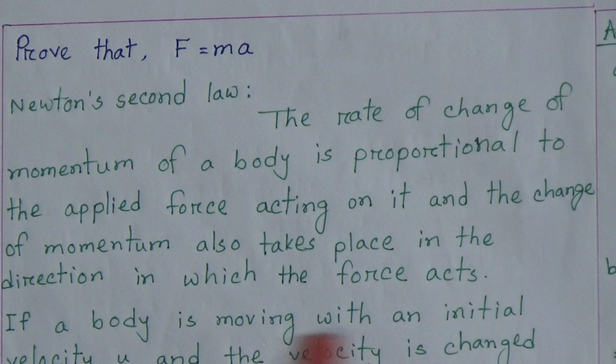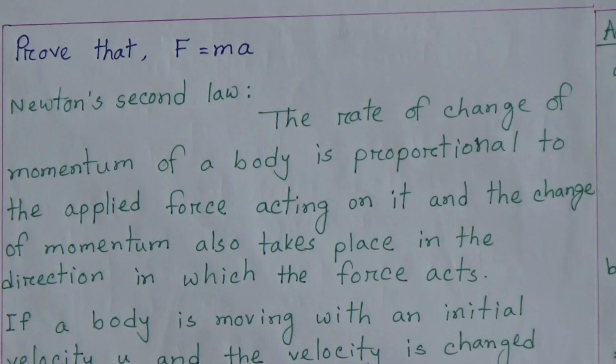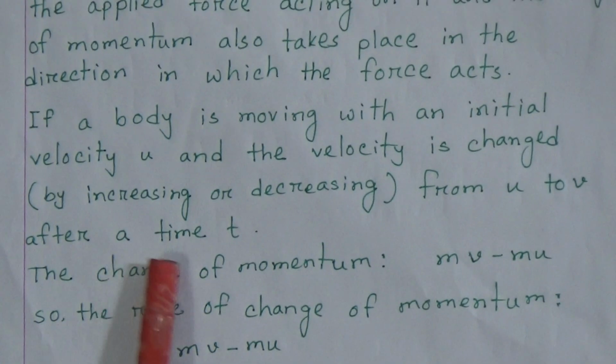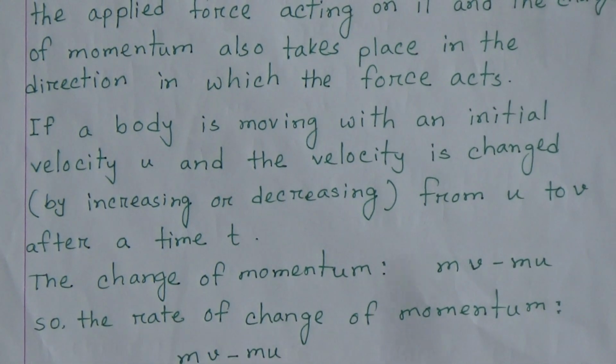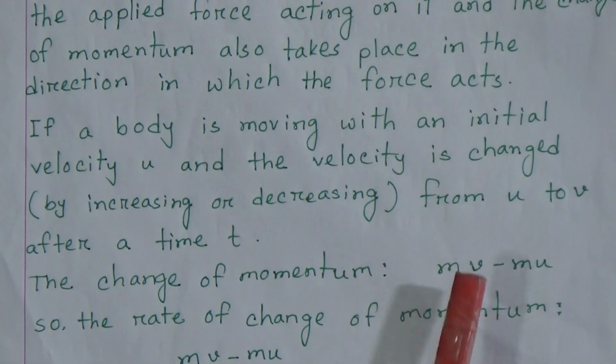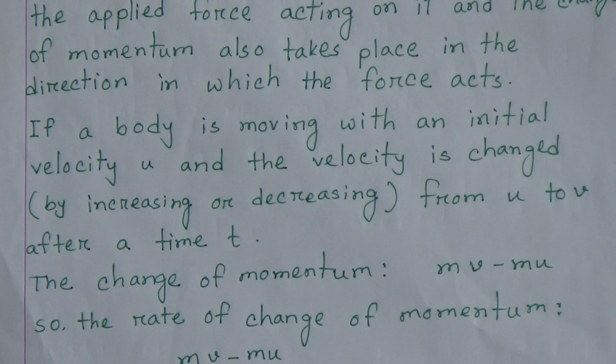If a body is moving with an initial velocity u and the velocity is changed by increasing or decreasing from u to v after a time t, then the change of momentum will be mv minus mu. My dear students, now I will prove this law.